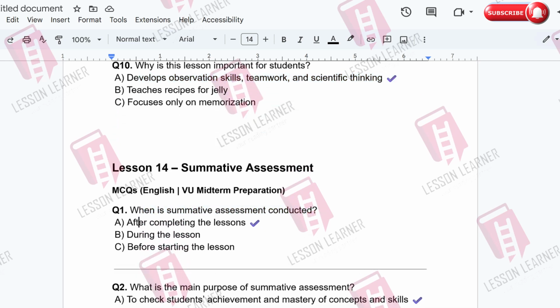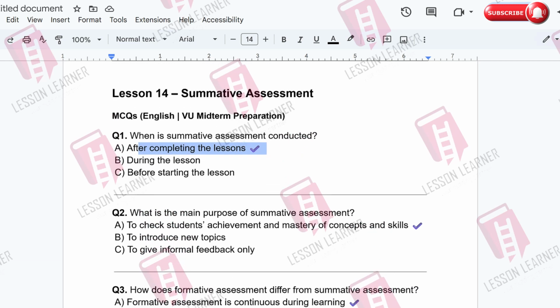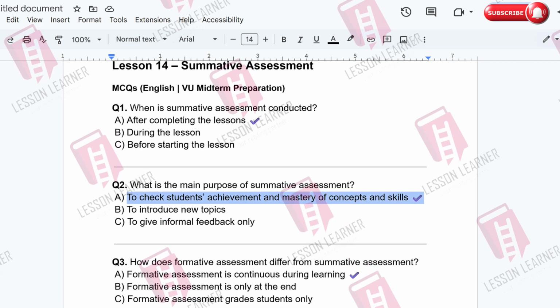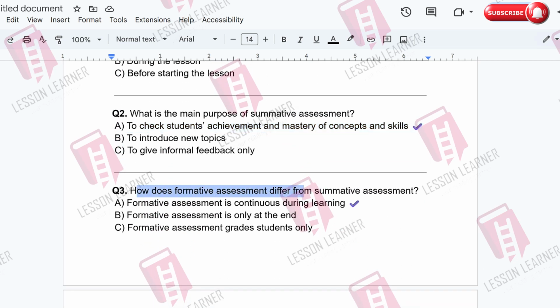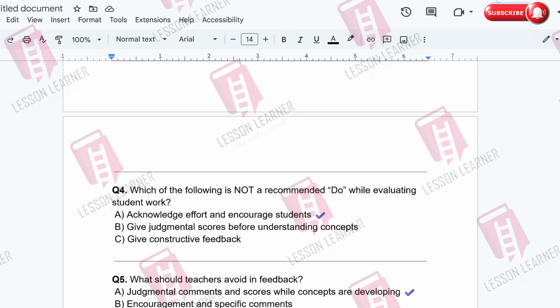When is summative assessment conducted? After completing the lesson. What is the main purpose of summative assessment? To check a student's achievement and mastery of concepts and skills. How does formative assessment differ from summative assessment? Formative assessment is continuous during learning.